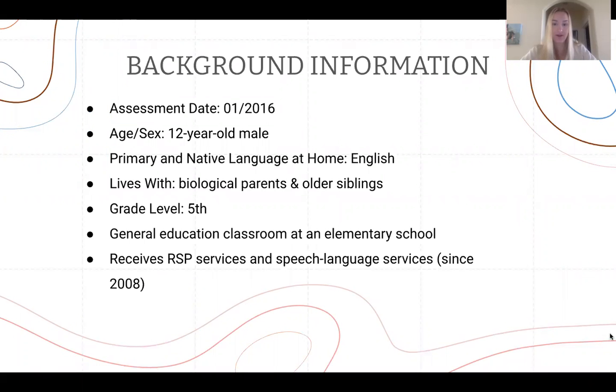So some of our client's background information. He is a 12-year-old male. His primary language at school and at home is English. He currently lives with his biological parents and older siblings. He is in the 5th grade, and he is currently in a general education classroom at an elementary school. And he also receives RSP services and speech services.